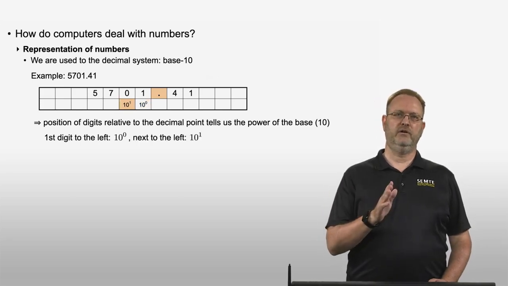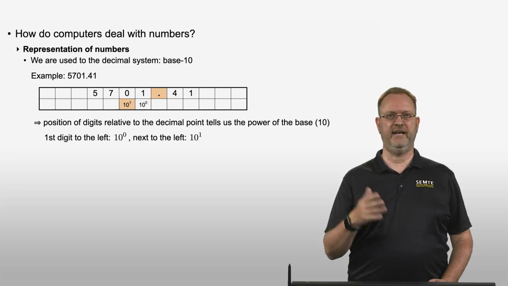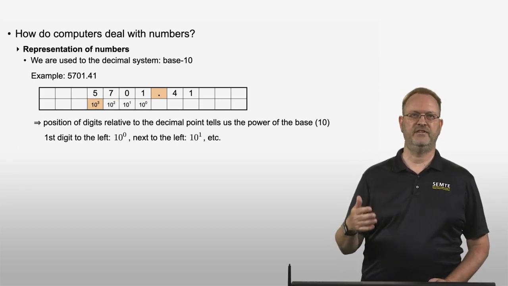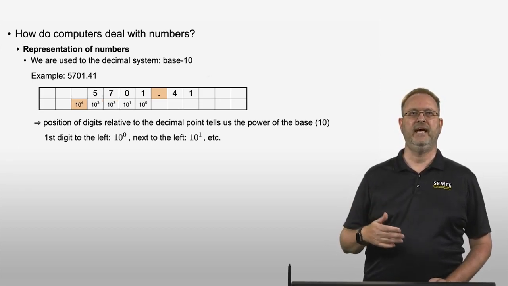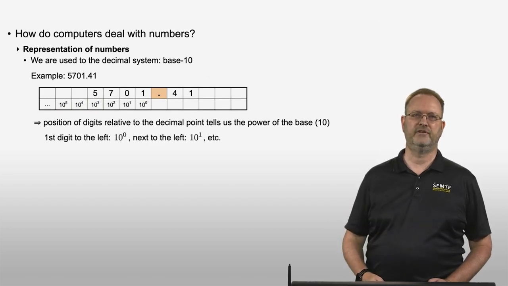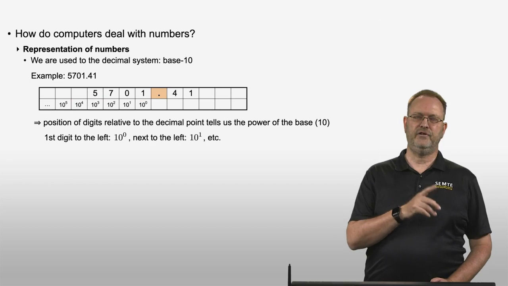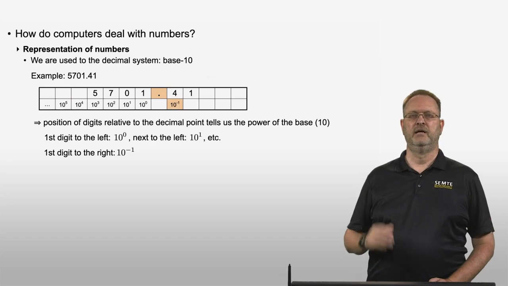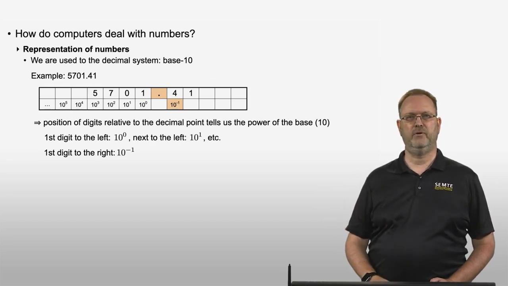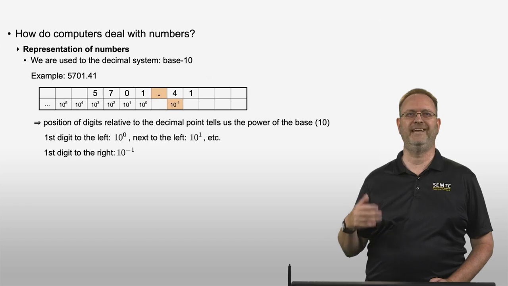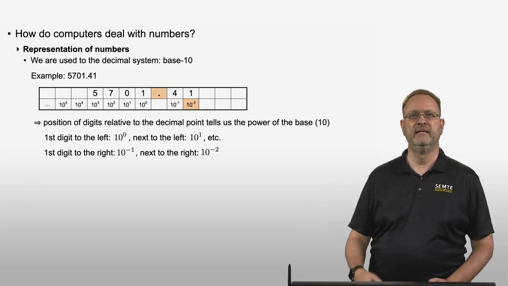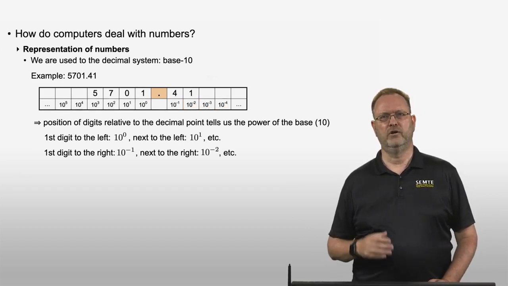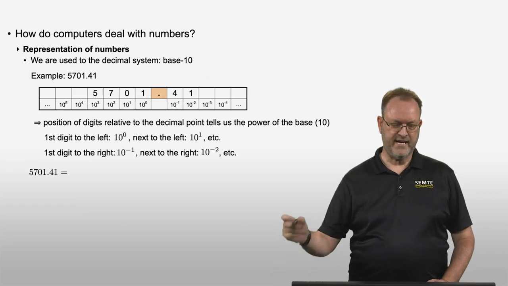The next digit over would multiply 10 to the power 1, so 10. The next digit over, 10 to the power 2, so therefore 100. The next digit, 10 to the power 3, 1000, and so on, all the way going to the left. So the further we go to the left of the decimal point, the power of 10 keeps on increasing. Now the first digit to the right of the decimal point multiplies the power 10 to the power -1, which is 0.1. And then the next digit over would be 10 to the power -2, and so on, going all the way. So let's do a quick example here.